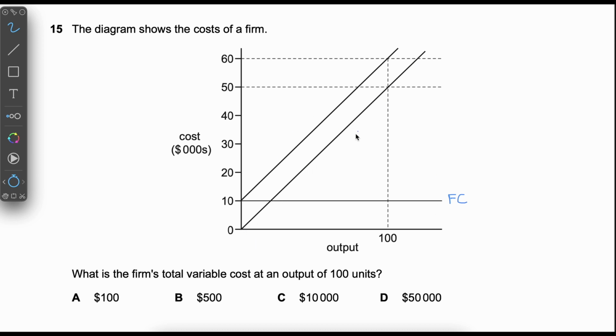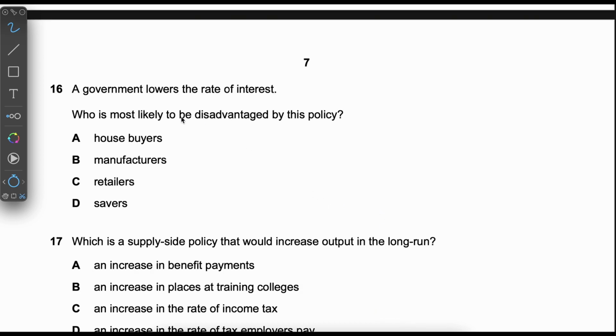This bottom diagonal line is your variable costs, directly increasing as you increase your output. And this top line is your total costs. So we're going to be looking at our variable cost line at an output of 100 units. We're going to just follow that line up to that point, and we can see that it is 50,000. D.